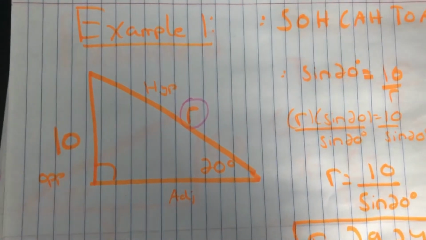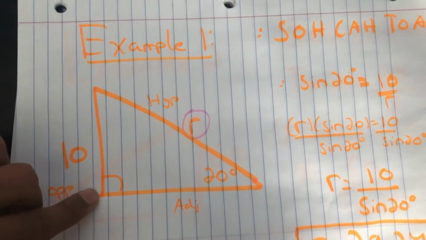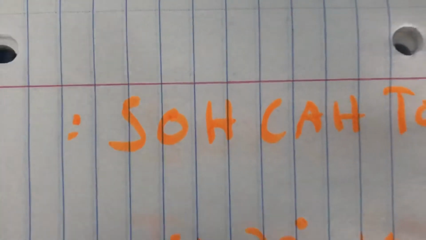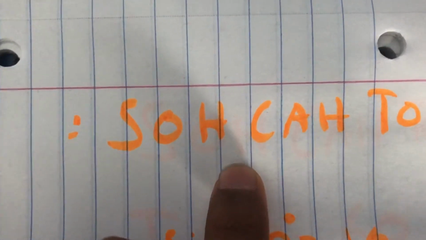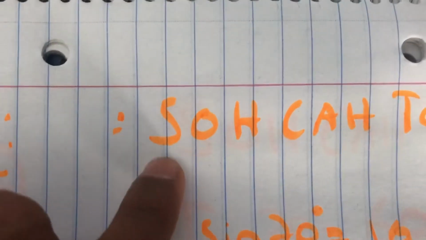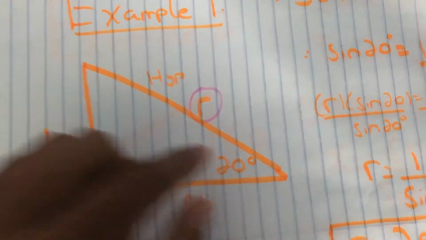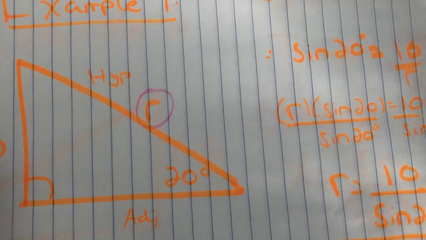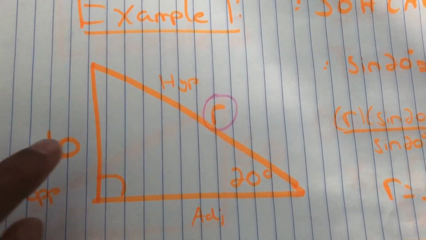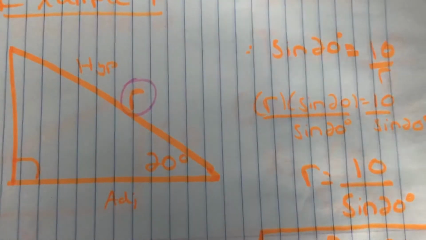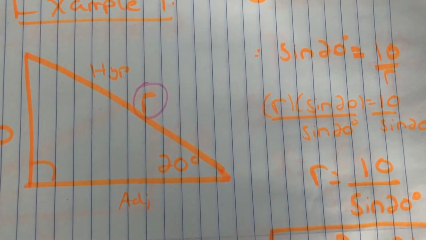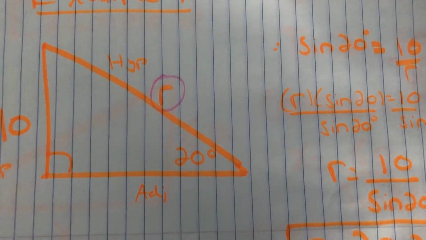So which trig function uses the opposite and hypotenuse? Well, if we go up to here, we can see opposite hypotenuse, right? So that's S, which is sine. So that means it's sine 20, right? Because that's the angle. So sine 20 equals a ratio, opposite over hypotenuse, which is 10 over r. That means we got the ratio 10 over r is equal to sine 20.